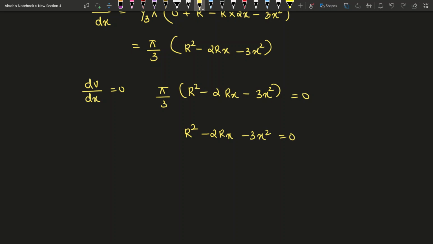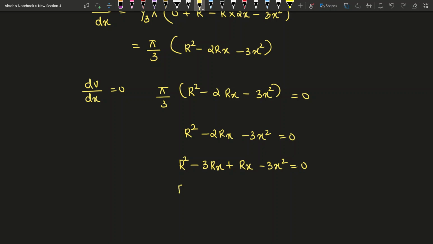Here, if you want to simplify it, what can we do? 2rx can be written as −3rx + rx, so r² − 3rx + rx − 3x² = 0. Why did we do this? Because there is a factor of 3, we are just splitting the middle term. When you split the middle term, we can get it like this.